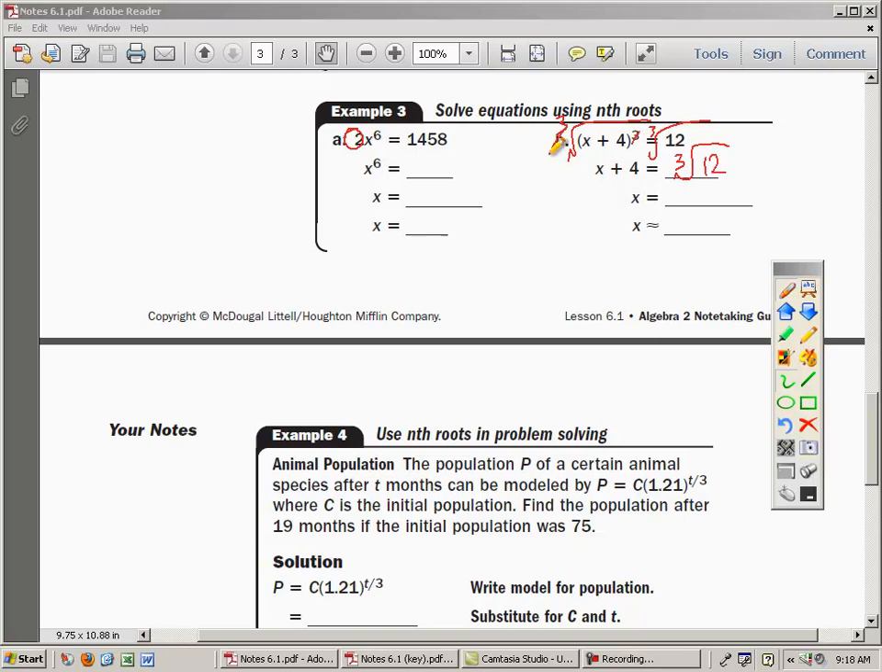And so now I have x plus 4 is equal to the cube root of 12, take away 4 from both sides, and it becomes the cube root of 12 minus 4. Well, the cube root of 12 is approximately 2.29. And then if I subtract 4 from that, I get approximately negative 1.71. Now notice here we didn't have to consider plus or minus, all right, because we're taking the odd root. So we don't have to consider plus or minus.